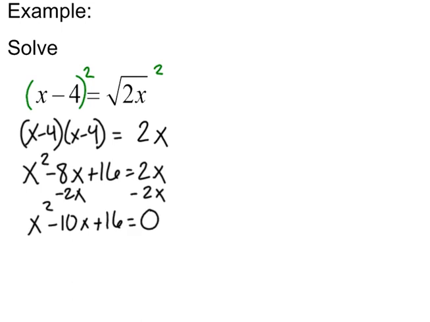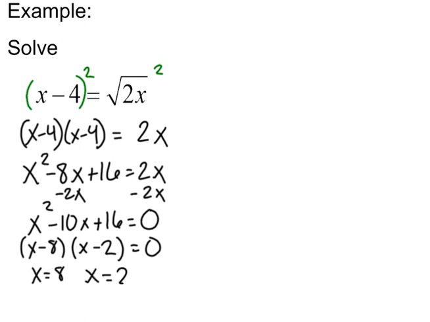Why do I want to make this equal to 0? Because it's a trinomial, it's a quadratic. We can solve quadratics by factoring. I get x minus 8 and x minus 2. So our two possible x's are x equals 8 and x equals 2. I have two answers, so I need to check on both to find out if both of them work, or neither of them work, or maybe only one of them works.